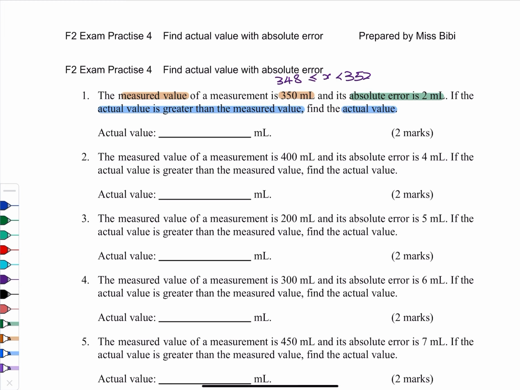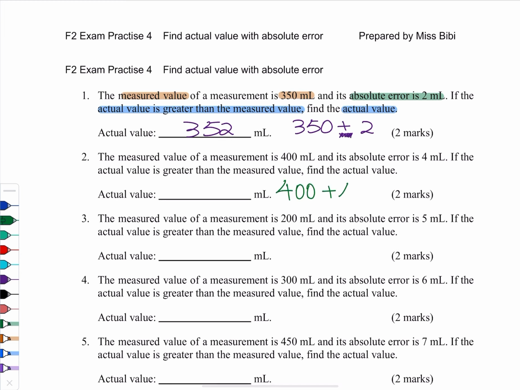So we will know that the actual value is this one. What we basically did, the measured value plus or minus the error. And we know this time it's more, so we just plus it. So 352. Okay, easy peasy. And then let's just continue. Next one, measured value is 400. And then the error is 4. So you add up 4 because the actual one is greater. So 404 ml.